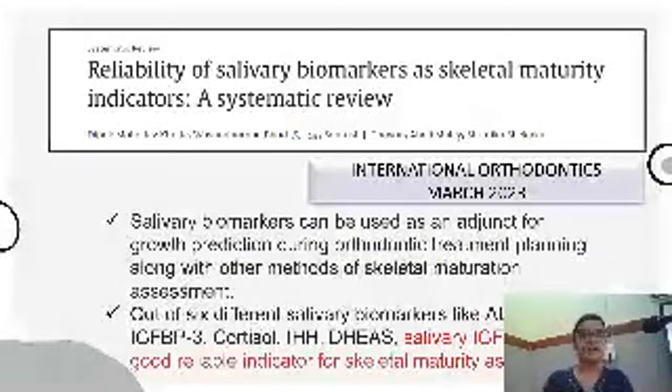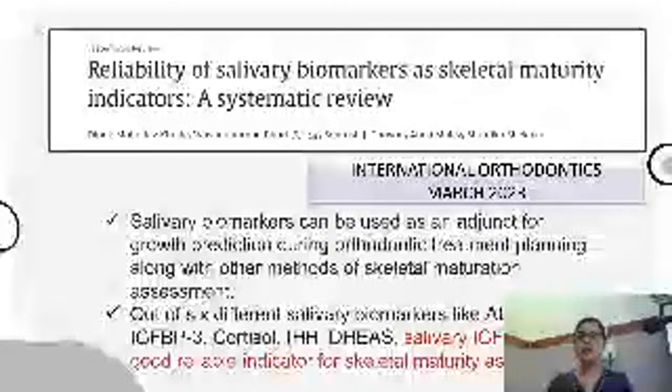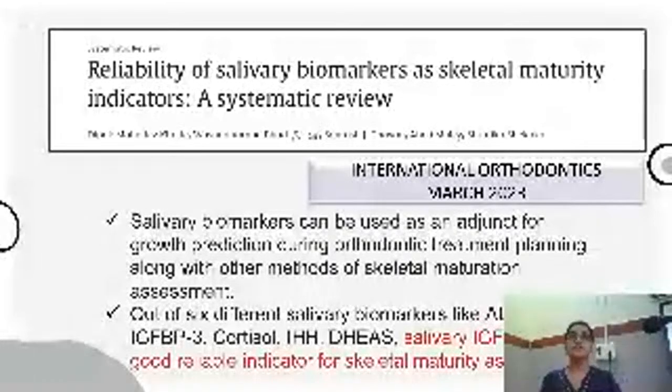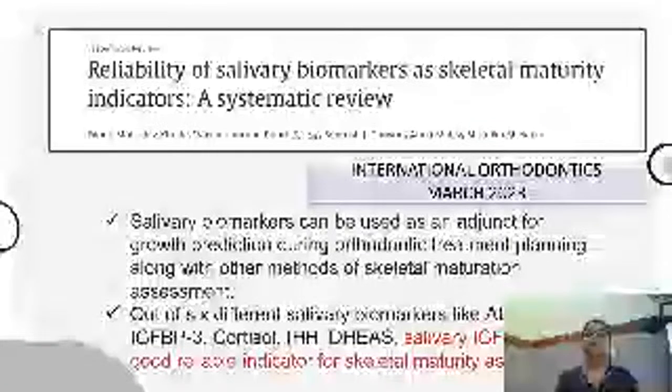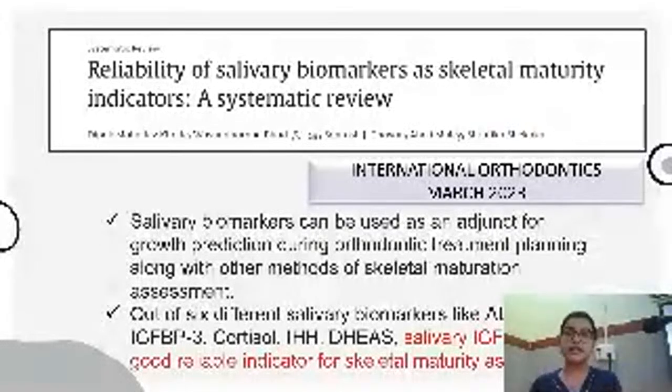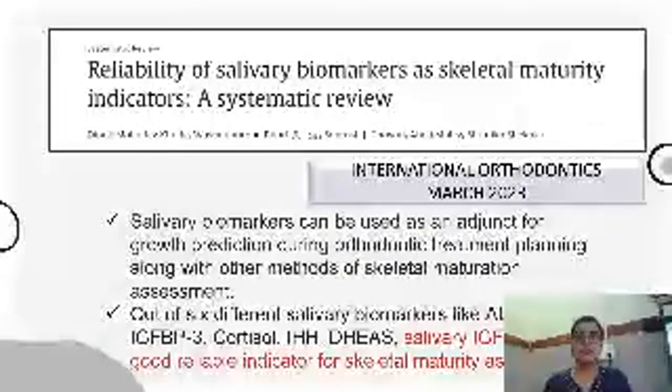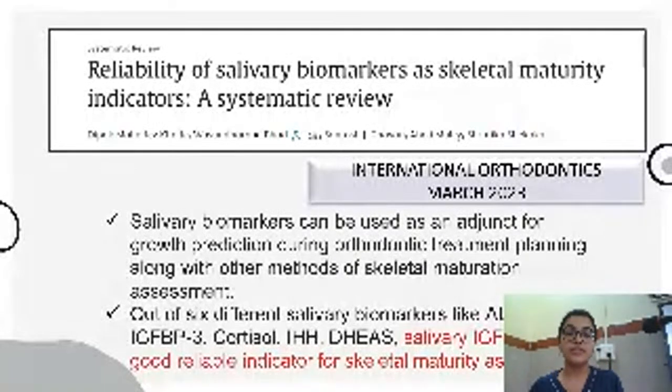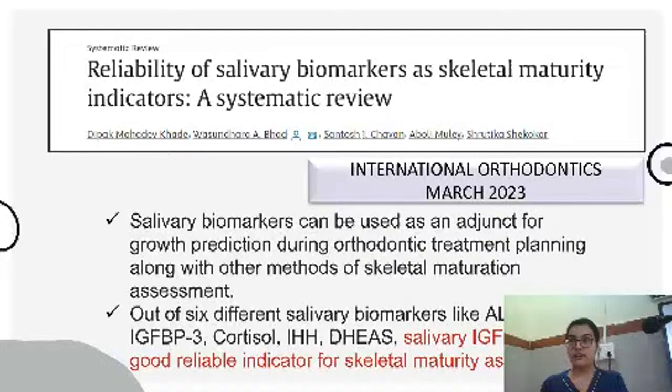This article by Deepak Khade et al., The Reliability of Salivary Biomarkers as Skeletal Maturity Indicators, a systematic review, was published in International Orthodontics in March 2023. They state that the salivary biomarkers can be used as an adjunct for growth prediction during orthodontic treatment planning, along with other methods of skeletal maturity assessment. So, among all the salivary biomarkers, insulin-like growth factor 1 is a good, reliable indicator for skeletal maturity assessment.